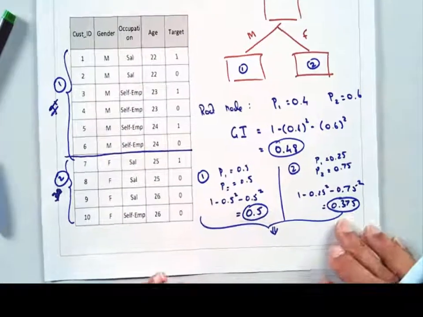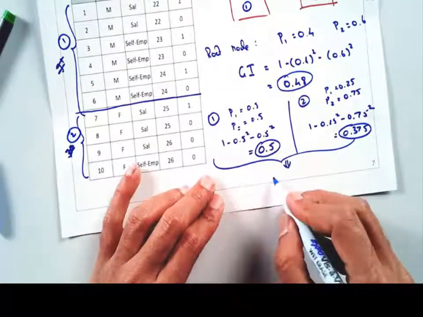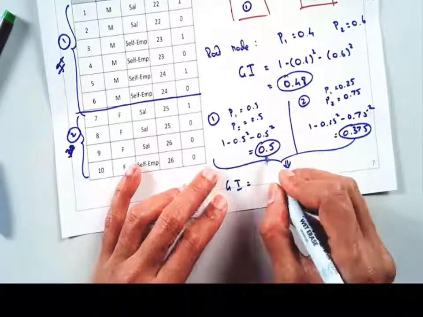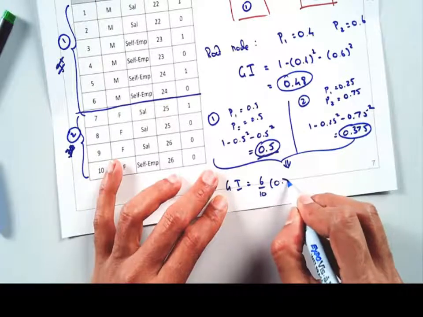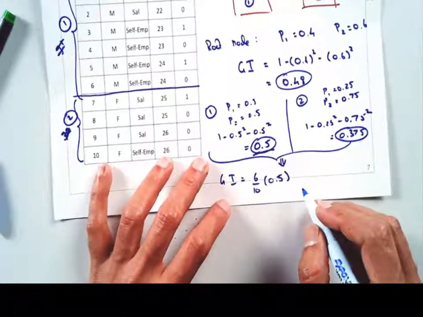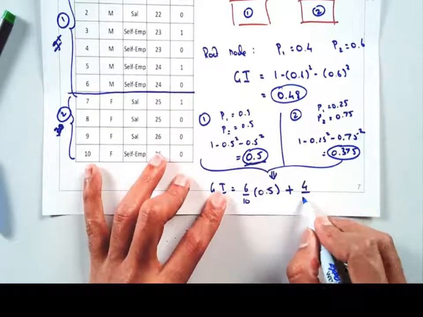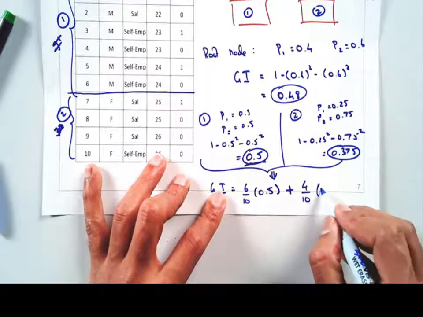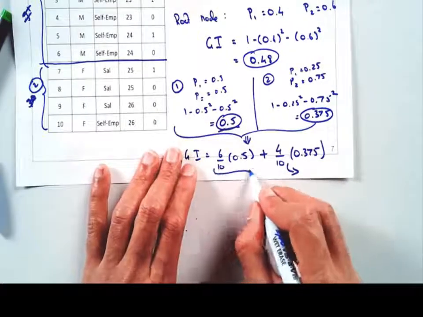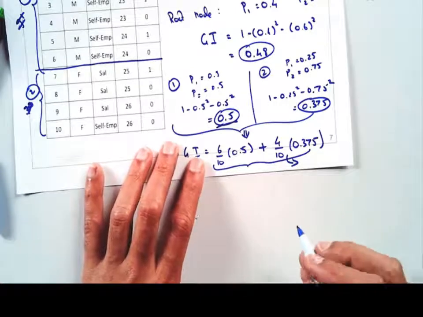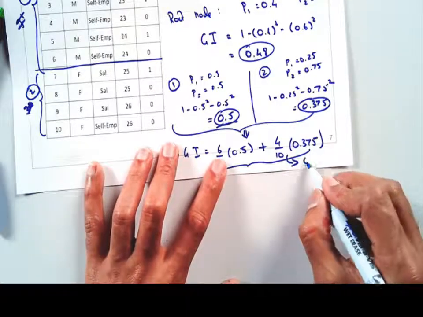Now, of course, I need to combine these two to be able to come up with how much I've gained. So this is the Gini index I started with, the Gini impurity. The Gi I finished with will be a weighted average of 0.5, but there are 6 points. So 6 by 10 of 0.5, it's a weighted average, plus 4 by 10 of 0.375, giving me something that is 0.4. How much is this? I thought okay, 0.45.